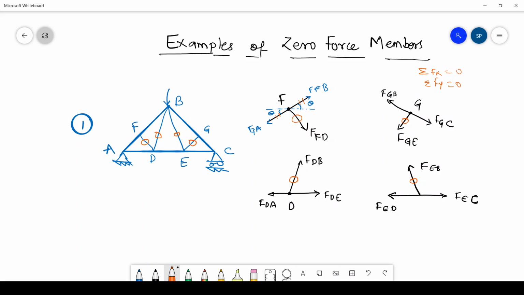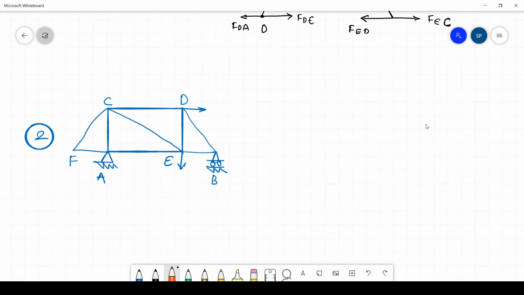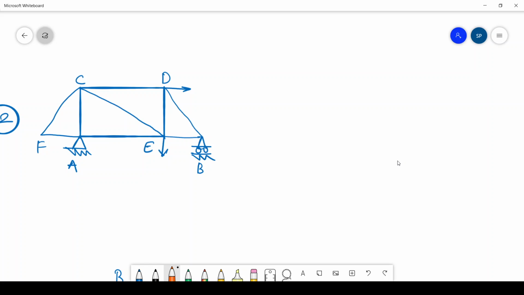So you should practice it, and once you master this observation technique, you are going to reduce the work of truss analysis. Now this is the second example. In this second example, you can see there is support at A, support at B, and this frame is like this. At F, if you observe, there is no external force acting at F.